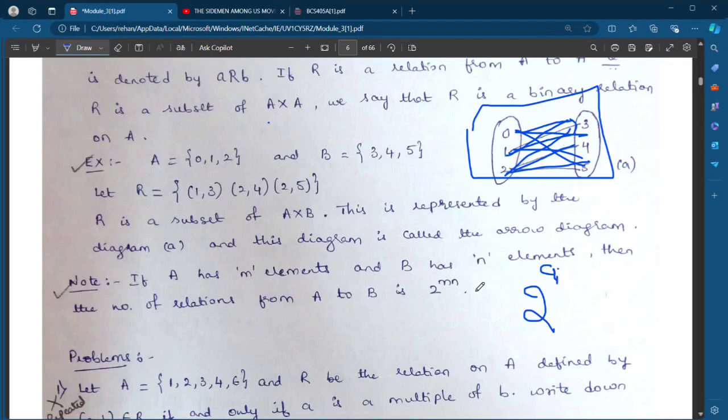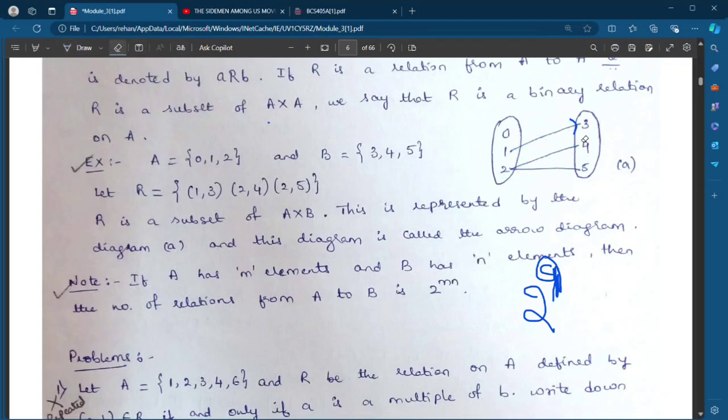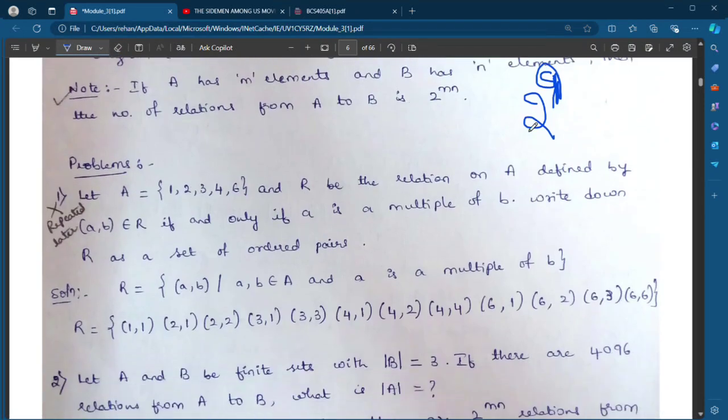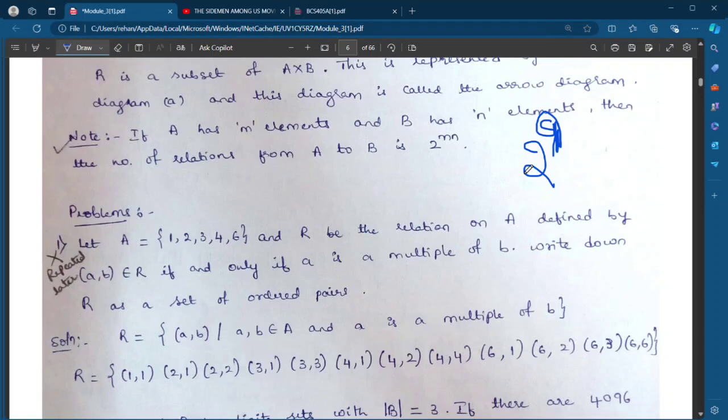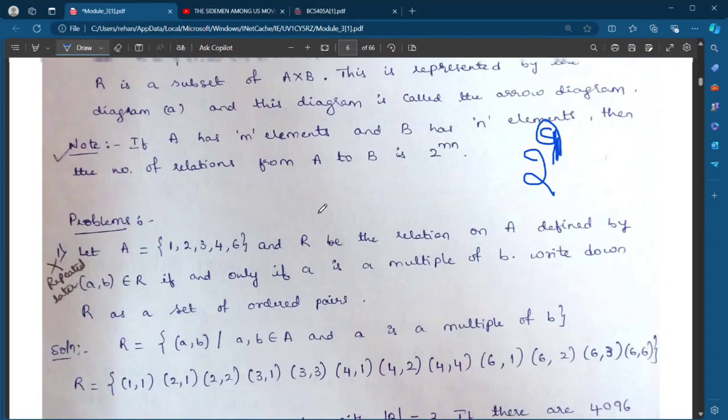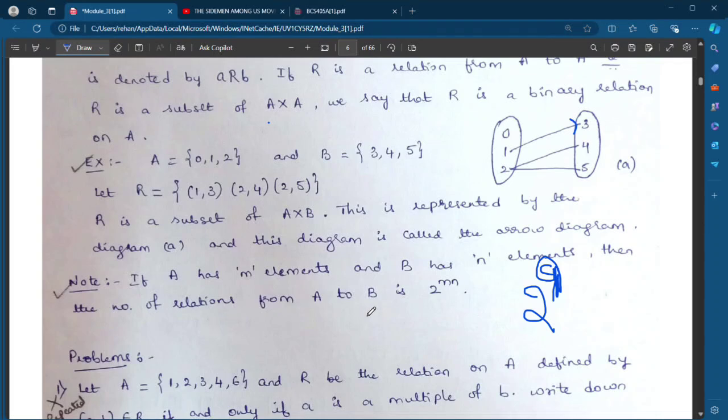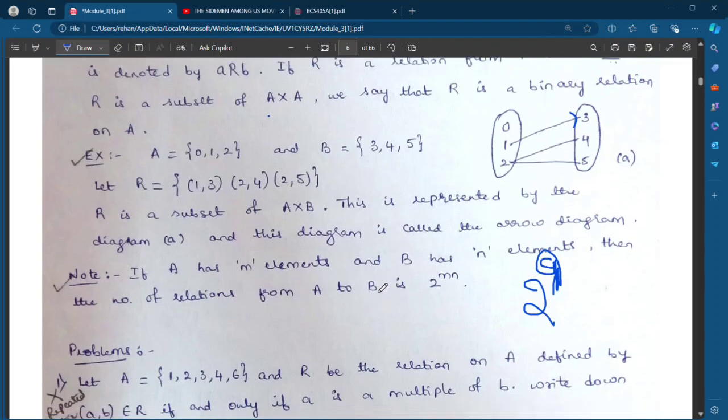So 2 to the power of mn elements. Okay, this is the definition: 2 to the power of mn relations are there from A to B. Let me just erase this. This thing, don't get confused. I was just trying to explain something, but 2 to the power of 9 is a lot of numbers, so from A to B. Okay, let us move on.